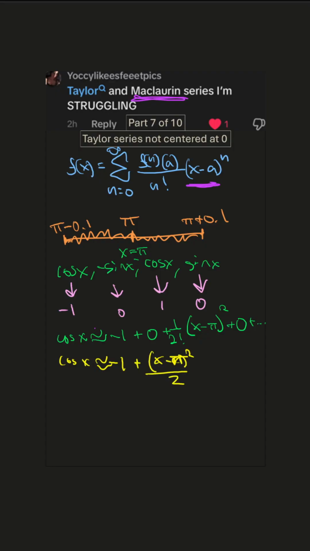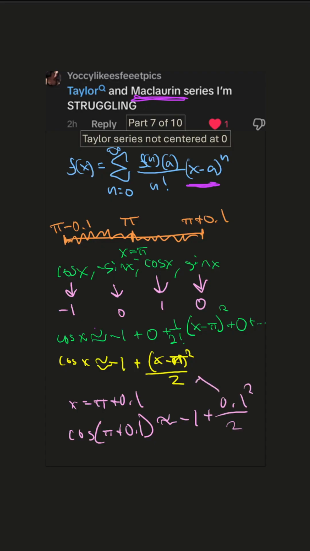Let's give it a shot. Let's pick a nearby point. Let's say x equals pi plus 0.1. So we plug that in. Cosine of pi plus 0.1 is approximately negative 1 plus 0.1 squared over 2. We're just plugging in there. And that is approximately negative 0.995. If you plug that into the calculator, you'll get a very close answer.